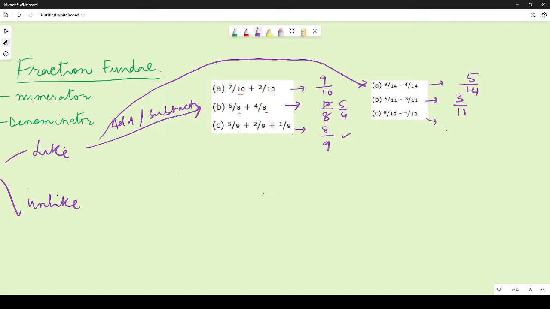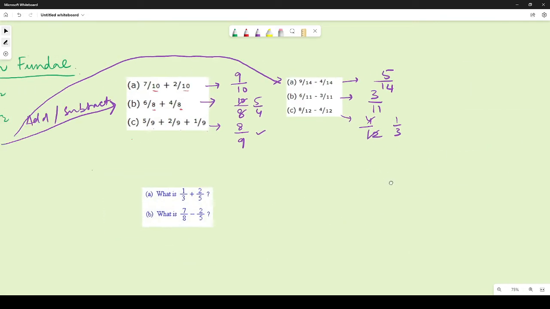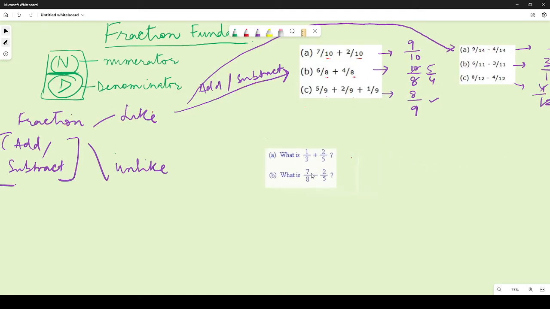Now for this, it is 12. 8 minus 4 will be 4. So you can further reduce it to 1 by 3. Okay. Now, what if the fractions are unlike fractions like this? So what if the fraction is an unlike fraction? So what do we do then?